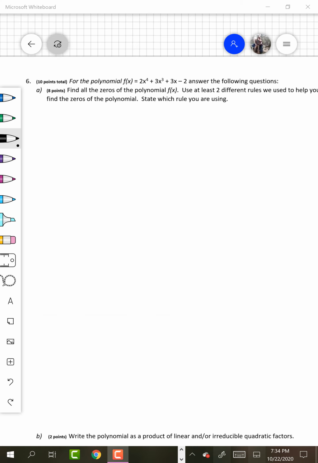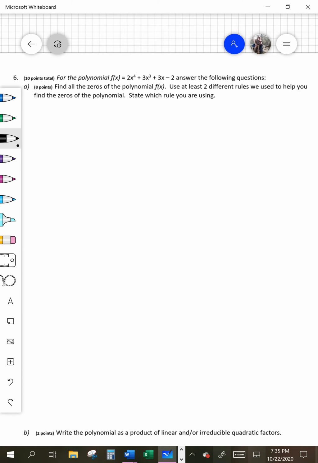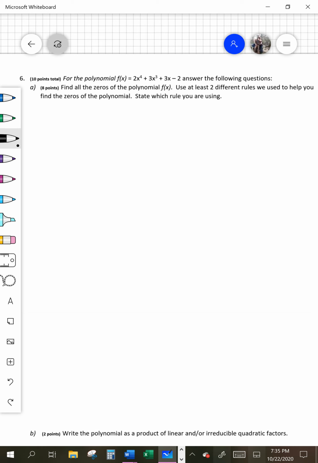In number 6, we have the polynomial f of x is equal to 2x to the 4th plus 3x cubed plus 3x minus 2. So we want to answer the following questions. Find all the zeros of the polynomial f of x. Use at least 2 different rules we used to help us find the zeros of a polynomial during class. And then we also want to state what rules we're using.